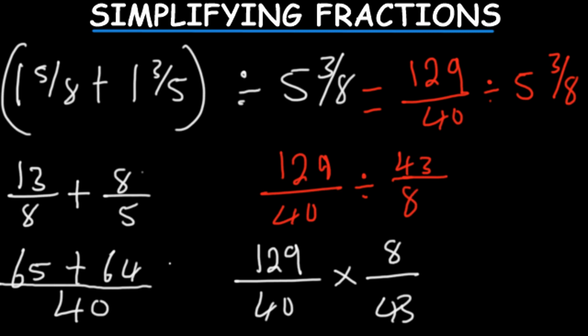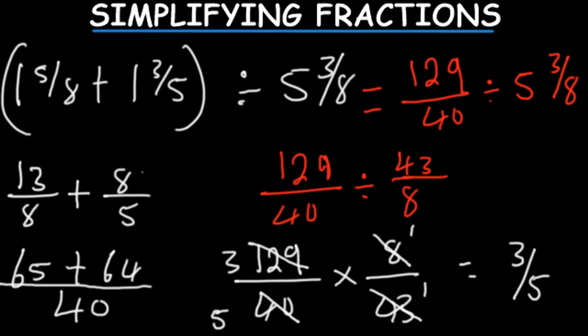Okay. Now, next we need to check if maybe we can cancel. Yes, we can, because 8 can go into 8 once and 8 can go into 40 five times. 43 can go into 43 once, and 43 can go into 129 three times. So our final answer should be 3 over 5. So that is the basic idea behind simplifying fractions. I hope you guys are following.